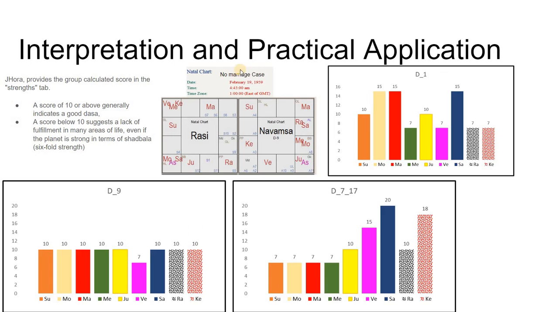This I plotted, in fact, for a no marriage case. This is the data, and if you see, it is all lacking. Venus, the Karaka for marriage, has a very, very low score in D9, and also in the Rashi chart, and this person is not married at all. He was born in 1959, so he is still not married. So there are multiple cases, you can check all this.